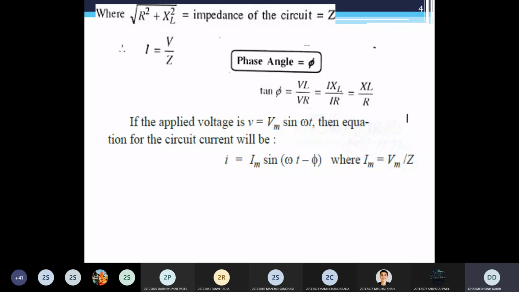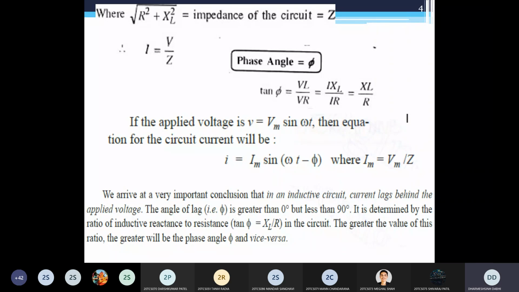Clear? So from the equation itself, you can identify which circuit it is: an inductive circuit, a capacitive circuit, or only a resistive circuit. From the equations of voltage and current, you can identify which type of circuit the current is flowing in. Clear? If the angle is minus, it means this is an inductive circuit, or you can say a combination of resistance and inductance. Suppose the angle is plus, omega t plus phi. Clear? It means it is a capacitive circuit.